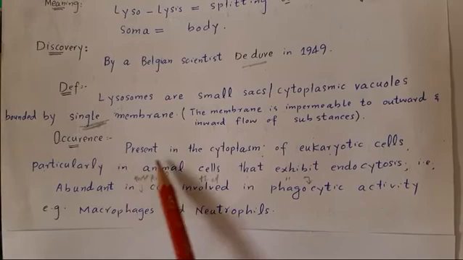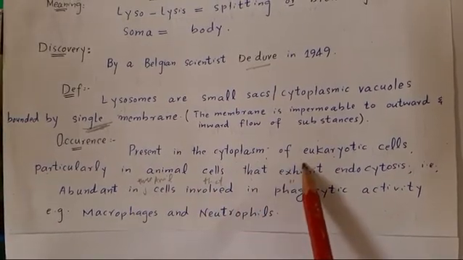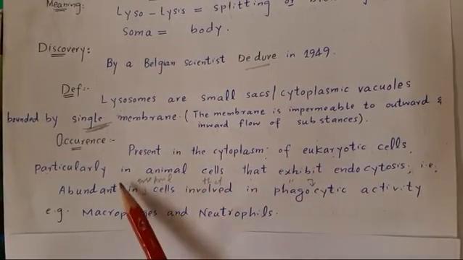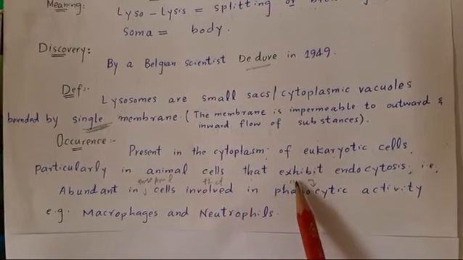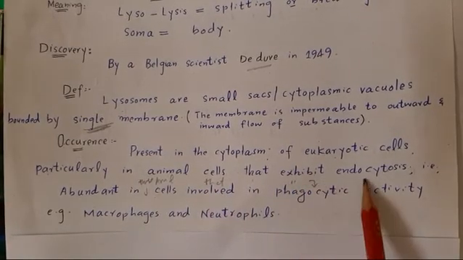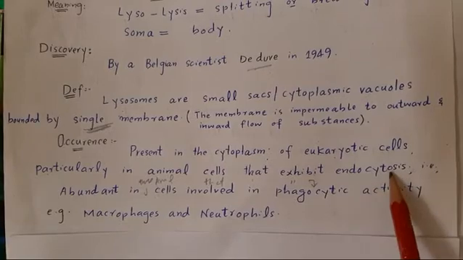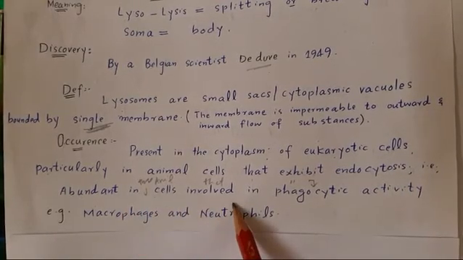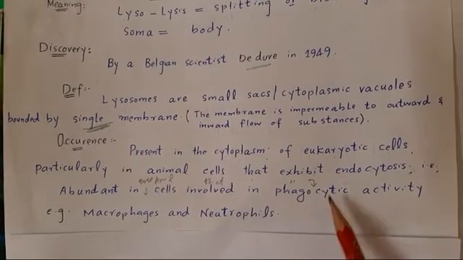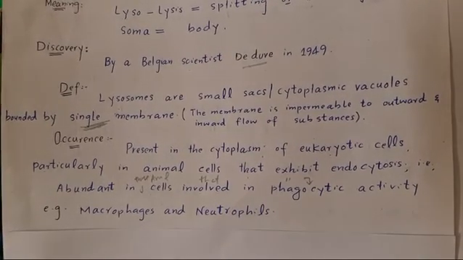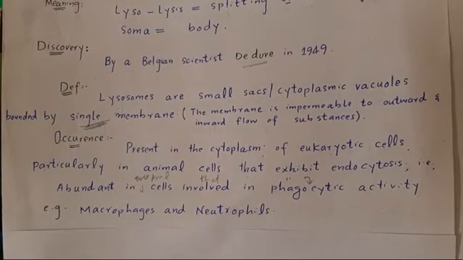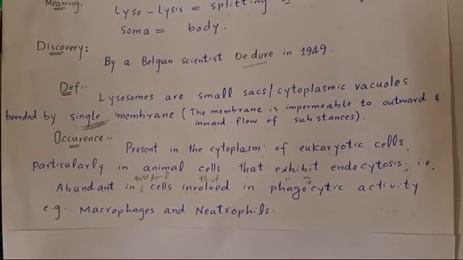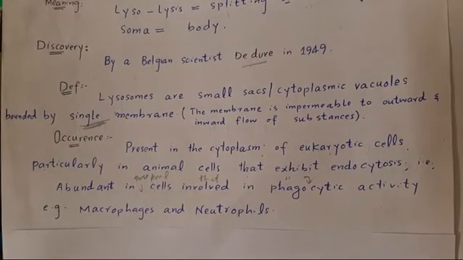Occurrence: lysosomes are present in the cytoplasm of eukaryotic cells, particularly in animal cells that exhibit endocytosis. That is, lysosomes are abundant in animal cells which are involved in phagocytic activity, for example, macrophages and neutrophils, which are the two types of white blood cells that are involved in phagocytosis.